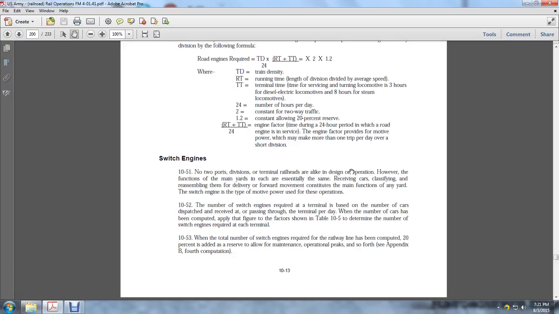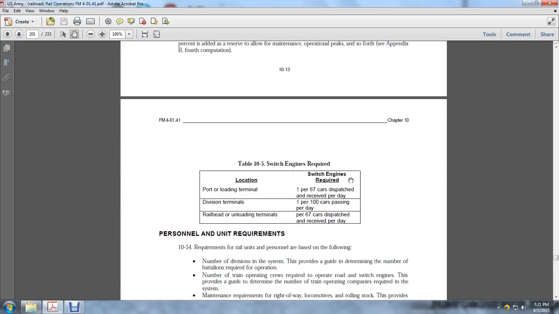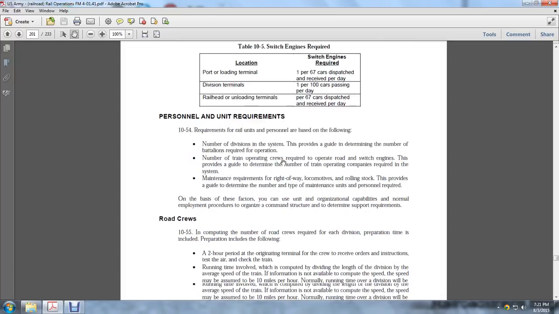1053. The total number of switch engines required for the railway line is computed with 20% added to preserve the maintenance operational peak, as set forth in Appendix B of this fourth computation. Table 10.5, switch engines required: port or loading terminal, 1 per 67 cars dispatched and received per day. Division terminals, 1 per 100 cars passing per day. Railhead unloading terminals, 1 per 67 cars dispatched or received every day.